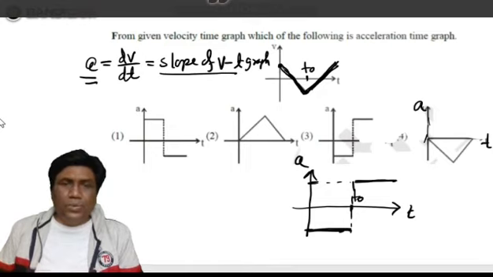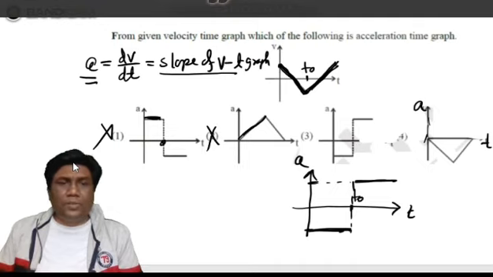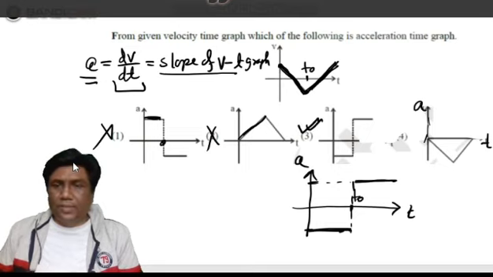So it is clear that the first option is wrong, because it says that here the acceleration is positive up to t naught time. But the slope of the graph is negative, so it will be negative only, and it says that acceleration is increasing. That is also impossible, because acceleration is nothing but dv/dt, slope of vt graph only. So it is clear that the third option is only correct. So automatically the fourth option is also wrong.